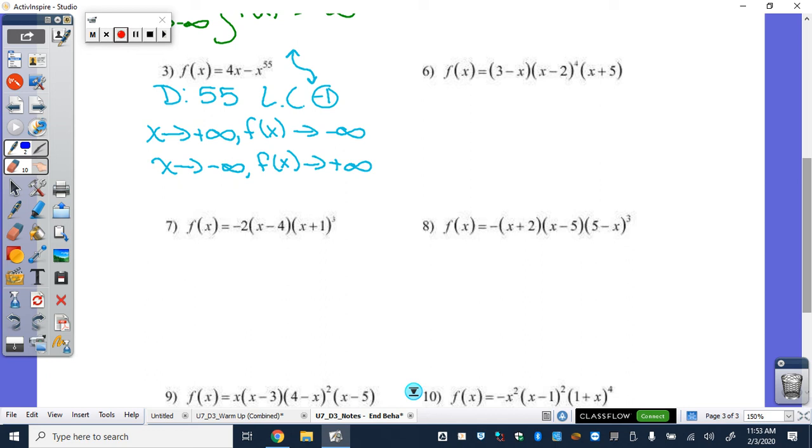All right, number 7 there is in factored form. So we've got to add our exponents. What is our degree for number 7? One plus 3. We got a degree of 4 there. Our leading coefficient: this time we got that -2 out in front. We didn't have those in my other examples. That's part of your leading coefficient. So we've got a -2 times 1 times 1. So our leading coefficient is going to be that -2. So I have an even degree, negative leading coefficient. That means both sides are going to be going down.